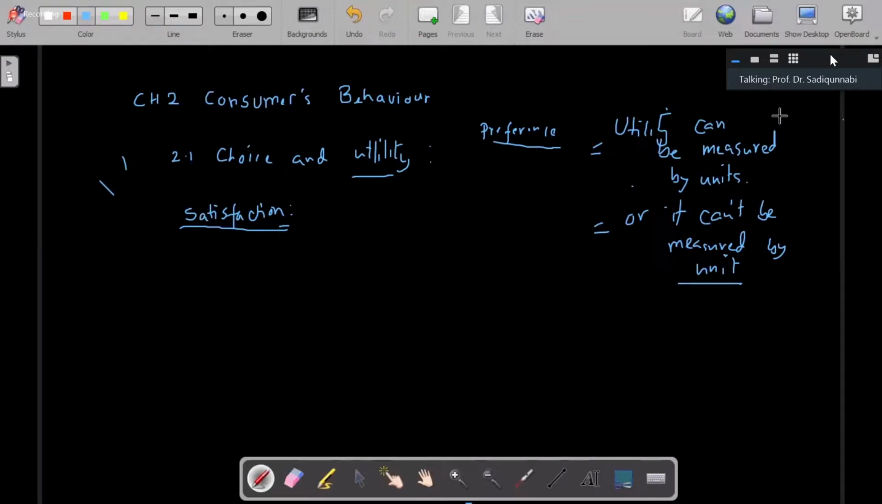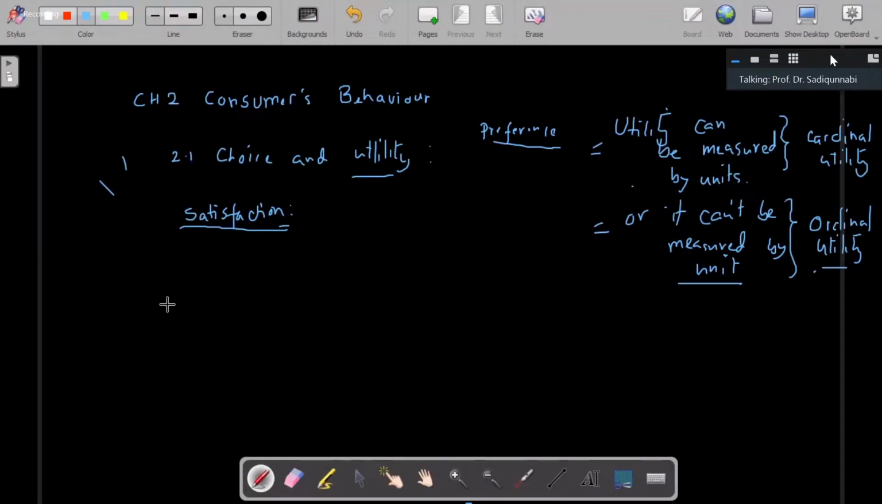When utility can be measured by unit, it is called cardinal utility. When we say that it cannot be measured by unit, it is called ordinal utility. That means utility cannot be measured. We'll see in the next section why utility cannot be measured, why utility can be measured.